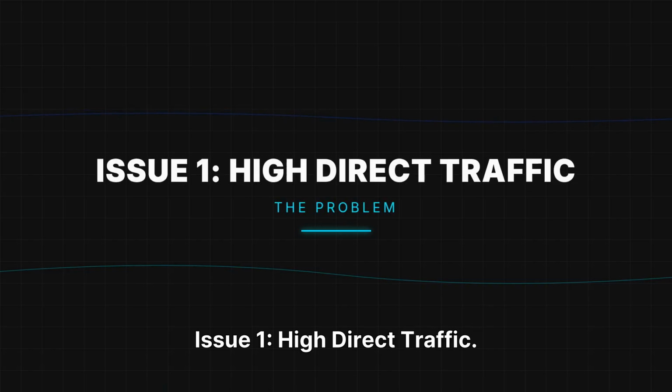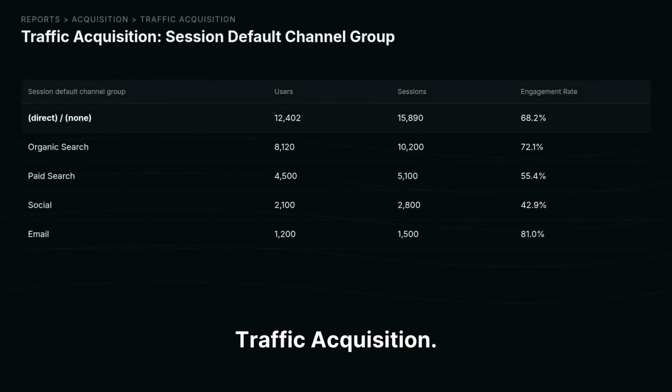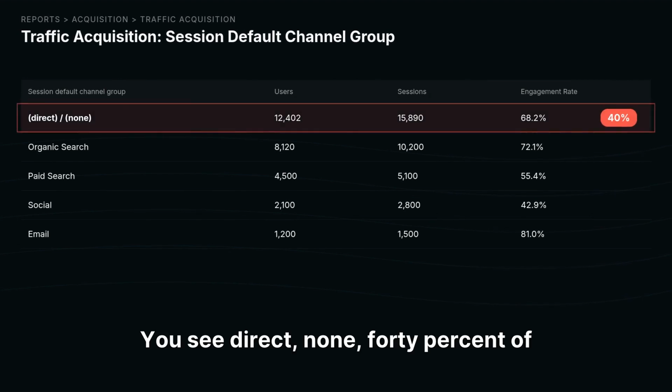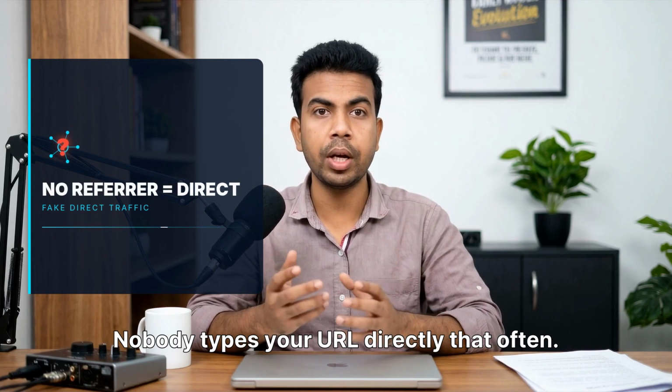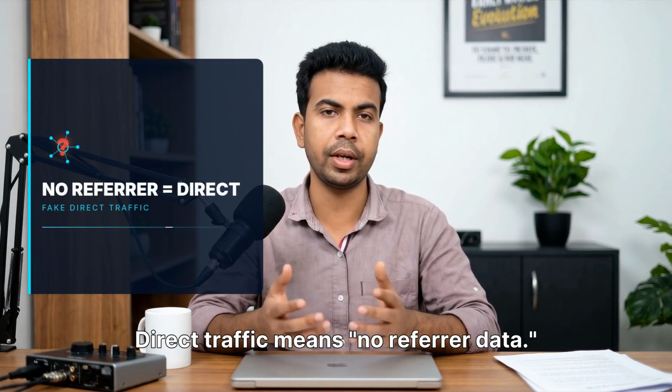Issue 1. High direct traffic. The problem: you open GA4, go to Reports, Acquisition, Traffic Acquisition. You see direct/none, 40% of your traffic. That's impossible. Nobody types your URL directly that often. This is fake direct traffic. Direct traffic means no referrer data.